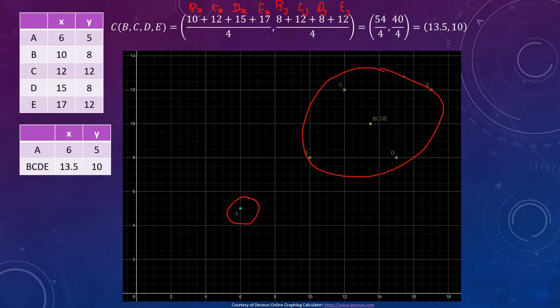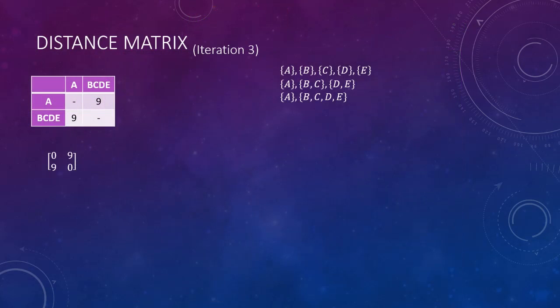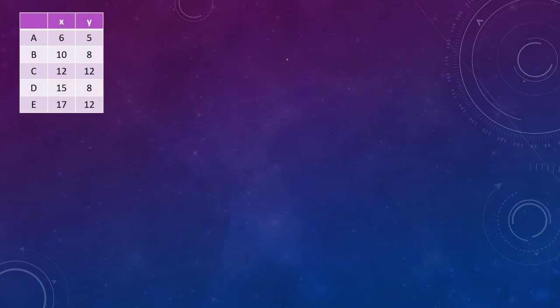Okay, so let's now move on to iteration 3. And if you remember, this is where we left off here. So A is closest to BCDE. BCDE is closest to A, as you remember from last time. Are they mutually close? Well, A goes to BCDE, BCDE goes to A. They are, in fact, mutually close to each other. And so our final clustering looks like this, A, B, C, D, E. And then we go with this table here.